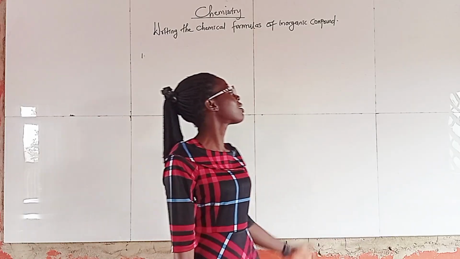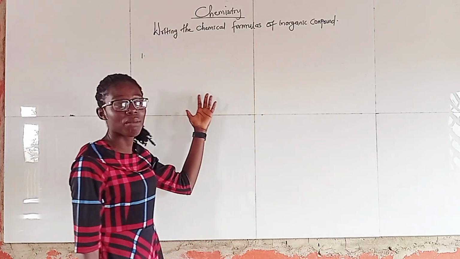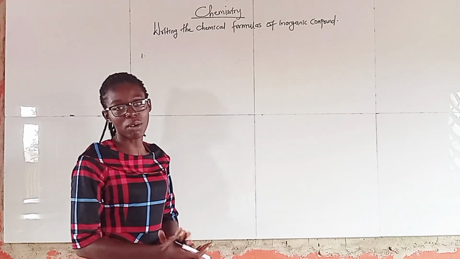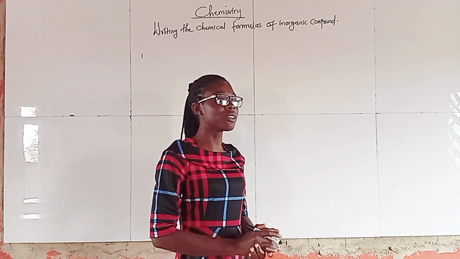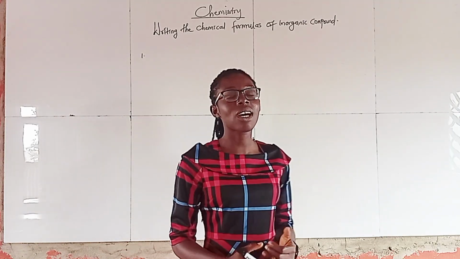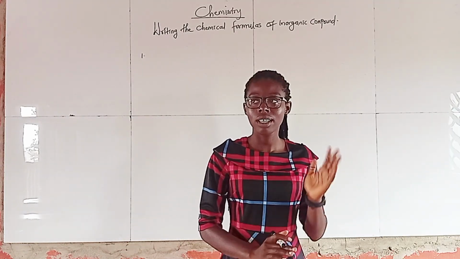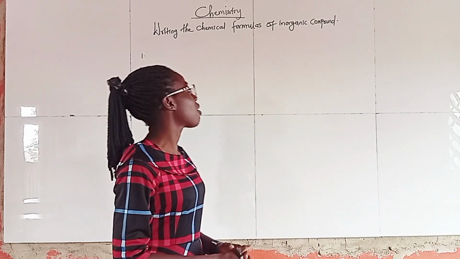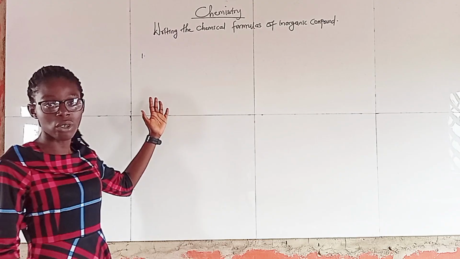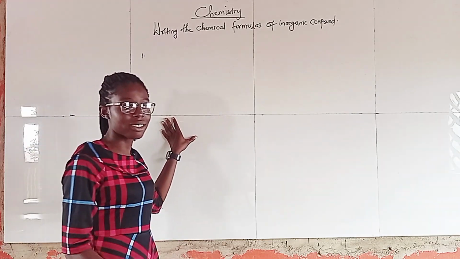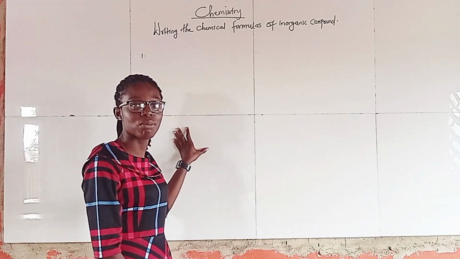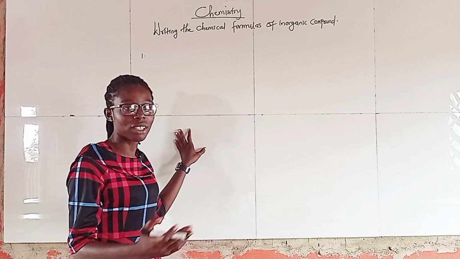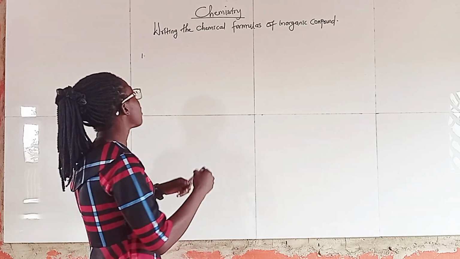So today we'll be looking at chemistry, writing the chemical formulas of inorganic compounds. What are inorganic compounds? Inorganic compounds are those compounds without carbon-hydrogen bonds. Today we'll be looking at how to write the chemical formulas of oxides. Oxides are also inorganic compounds because they do not have carbon-hydrogen bonds.